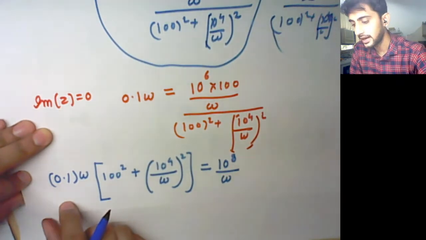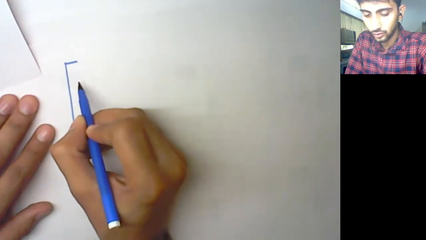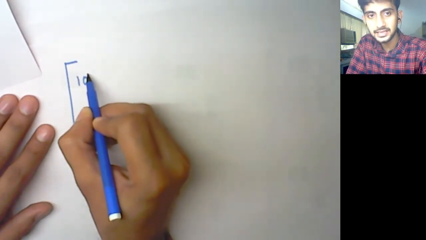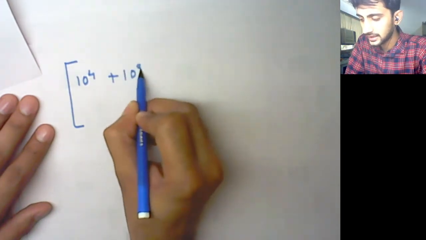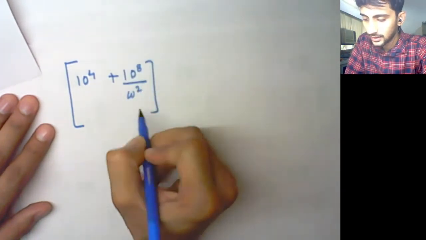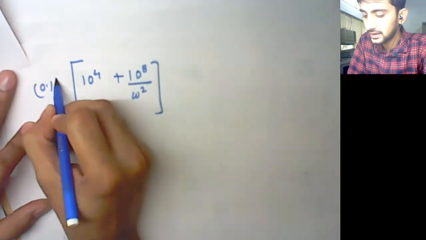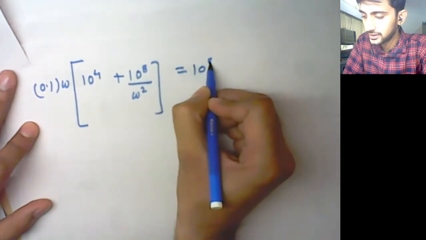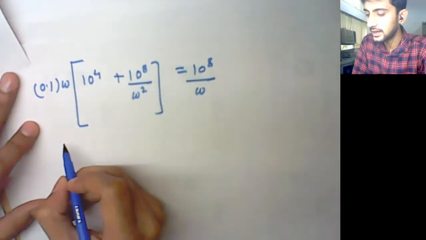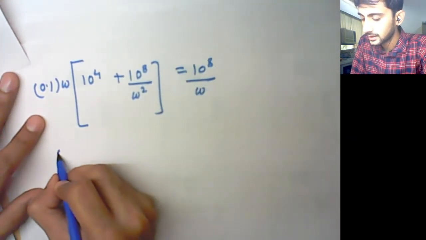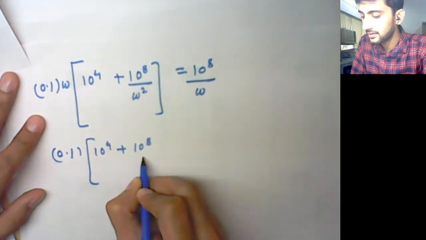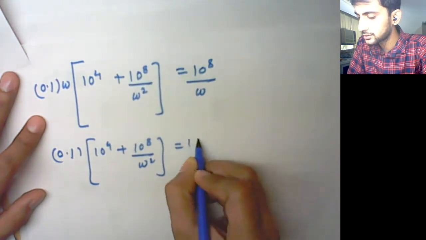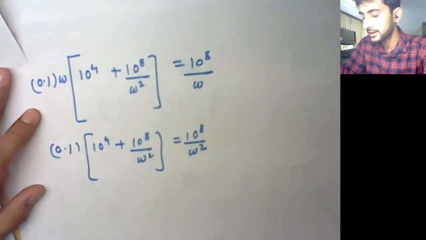Further open the brackets and try to solve. So I can open the bracket now. 100 square is 10 raised to the power 4. Fine. Plus 10 raised to the power 8 upon omega square, which is to be multiplied with 0.1 times omega, which is equal to 10 raised to the power 8 upon omega. So you see that it becomes 0.1 times 10 raised to the power 4 plus 10 raised to the power 8 upon omega square, which is equal to 10 raised to the power 8 upon omega square now.